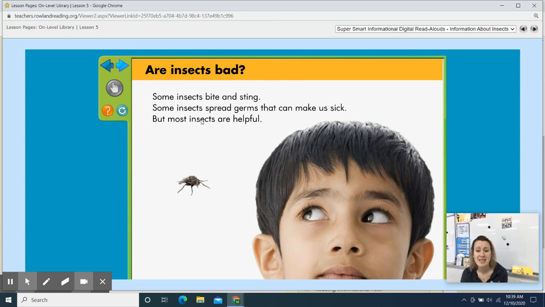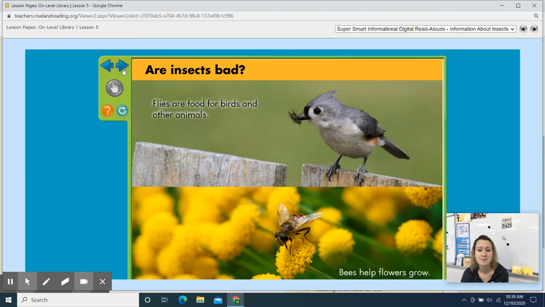Some insects bite and sting. Some insects spread germs that can make us sick. But most insects are actually helpful. We need bugs. They help us. We'll see why.